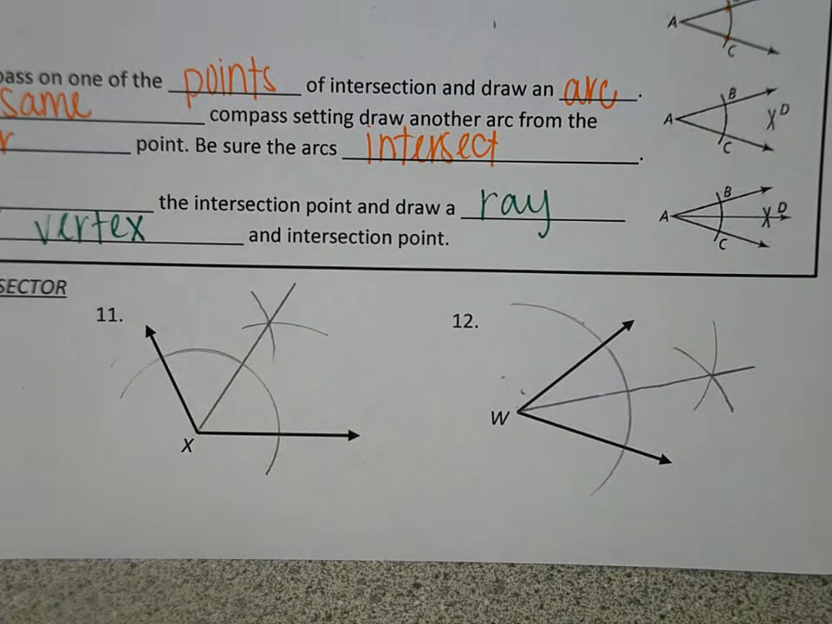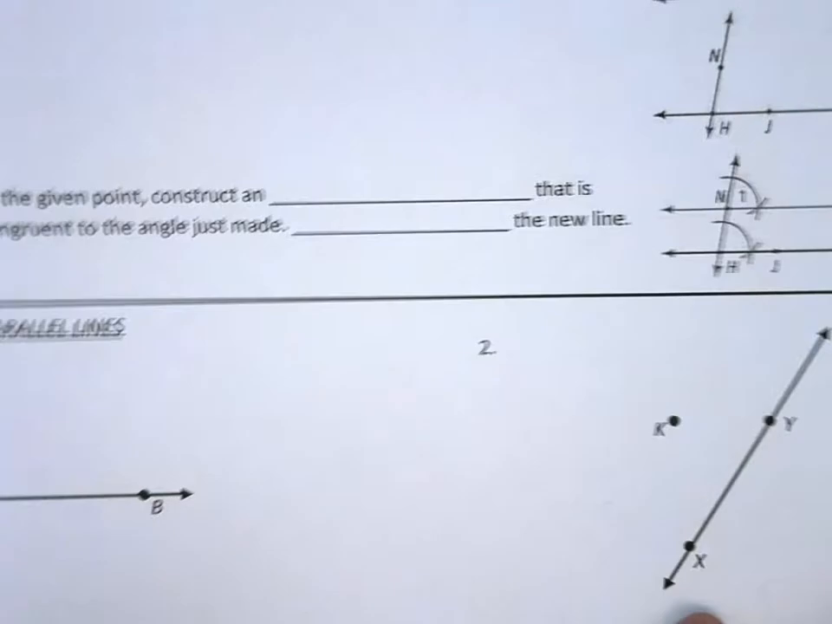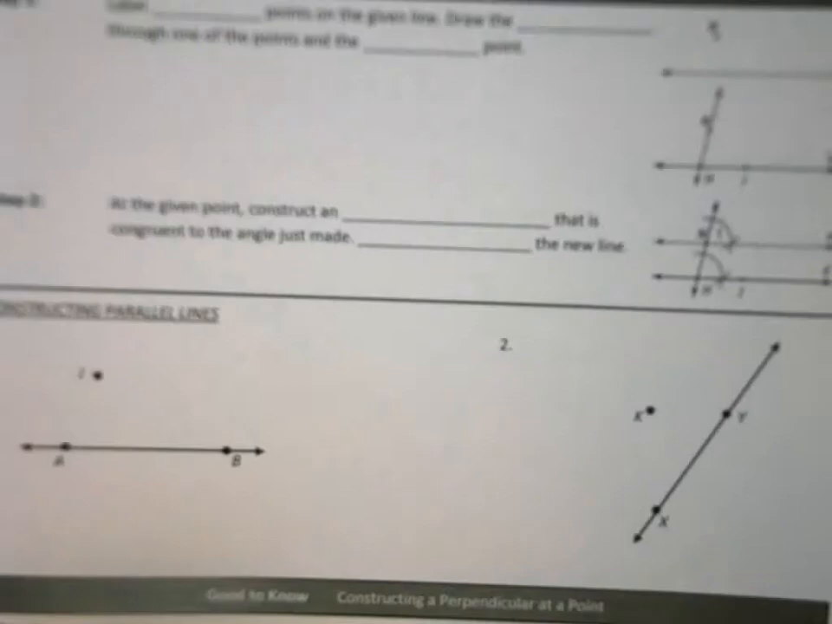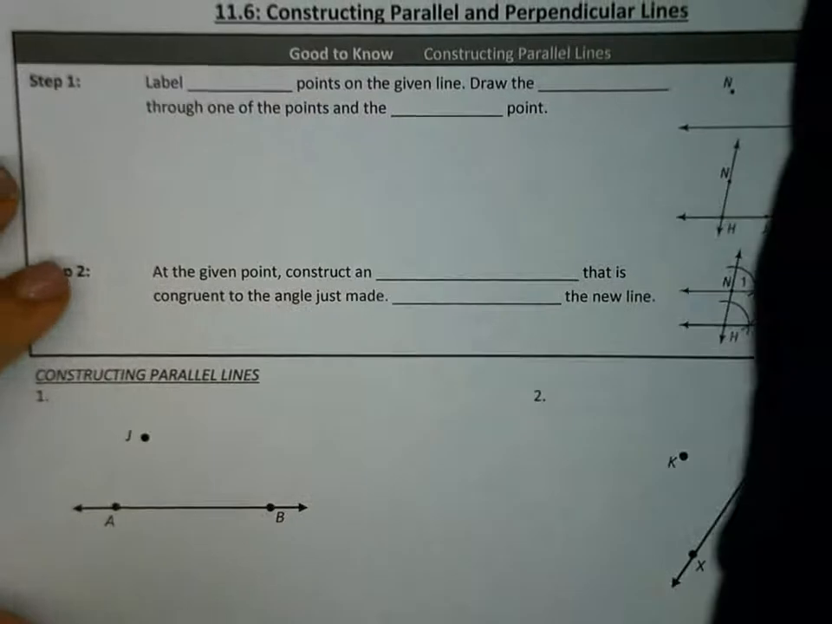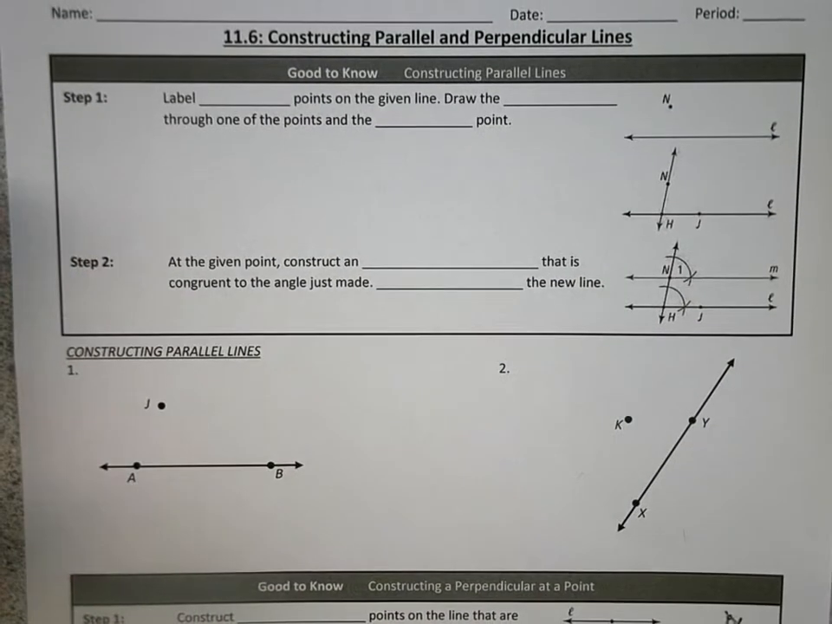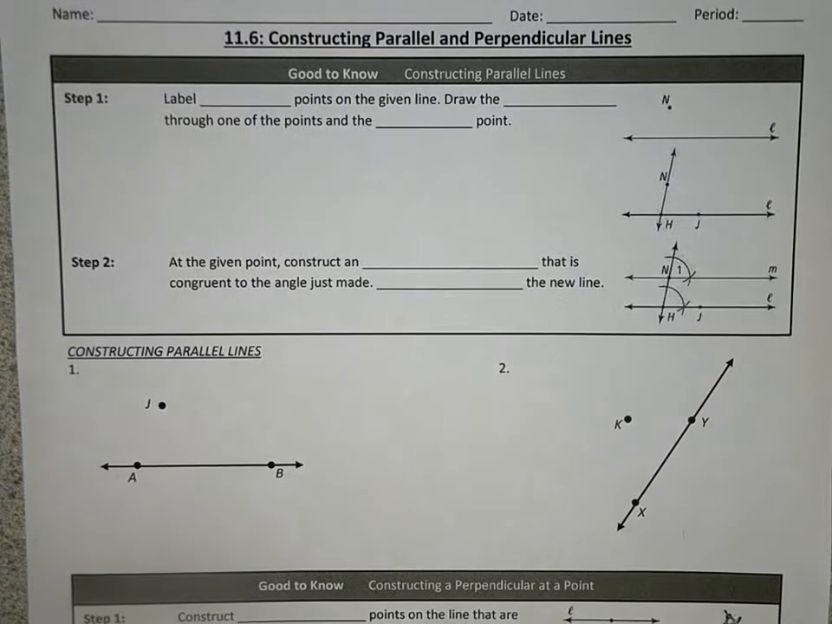Okay, you guys, let's move on to 11.6, just so that you have enough time to practice all of these. We have no more vocabulary, but we are going to be doing 3 more constructions, and then you're going to be using everything you know to do constructions of shapes. So we're going to be constructing parallel and perpendicular lines.